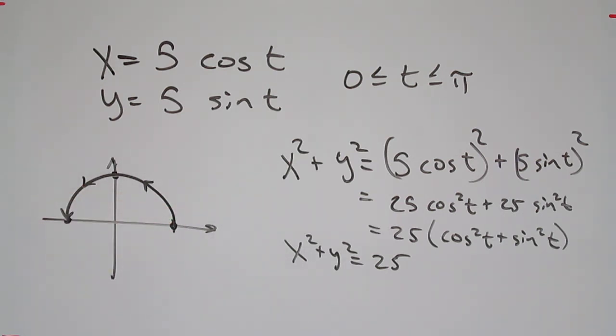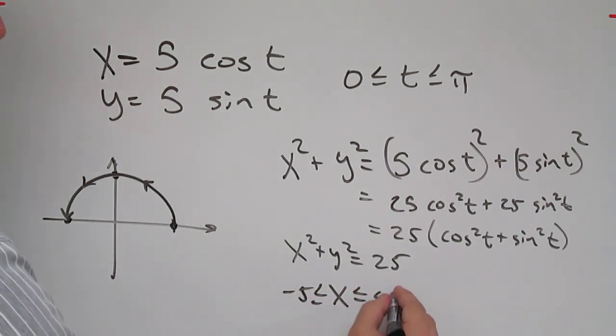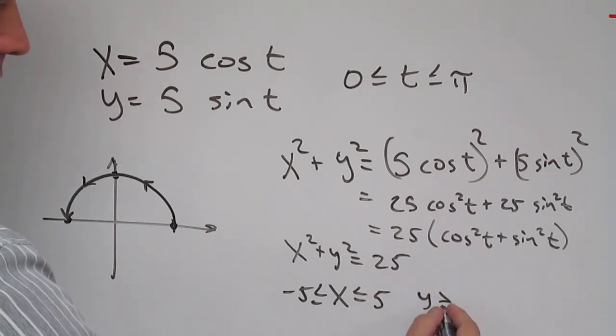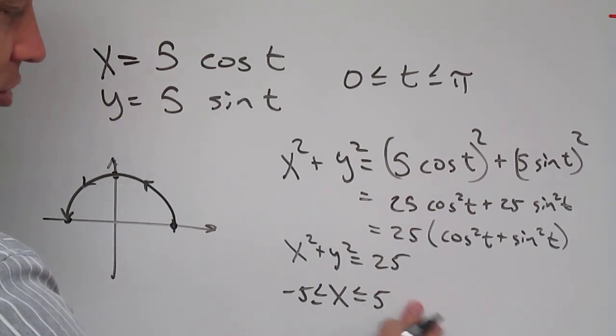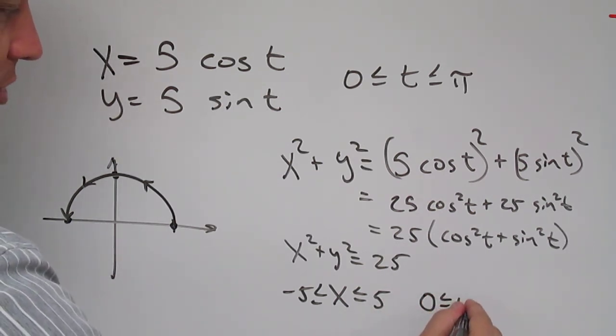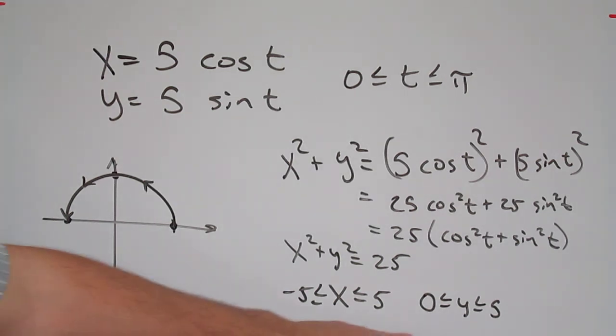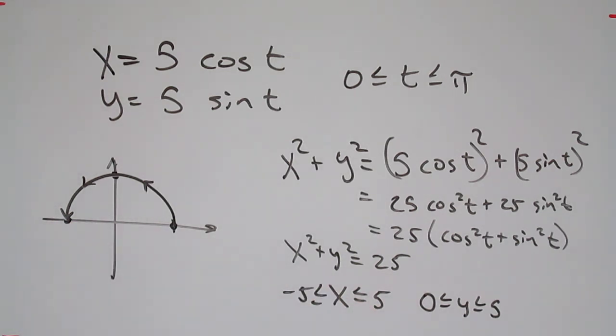So I would have to, in the domain, say something where x is between -5 and 5, and y is, I guess I'd say, y is going to be greater than or equal to 0, and less than or equal to 5. So that's a limitation for this particular example. So that's a way to eliminate the parameter when I have trig functions.